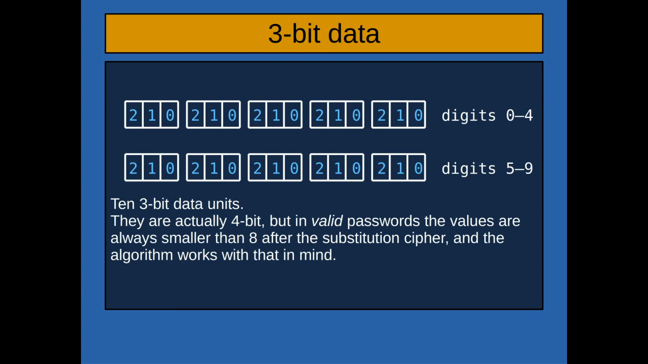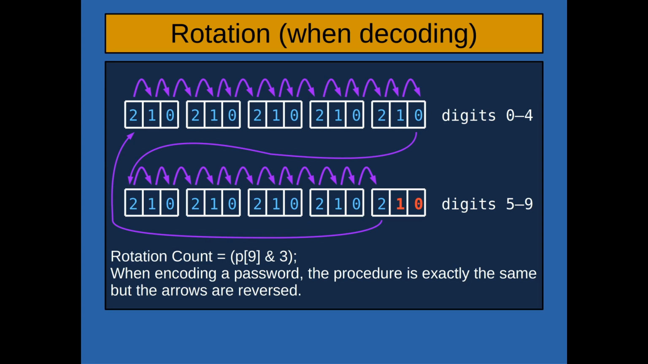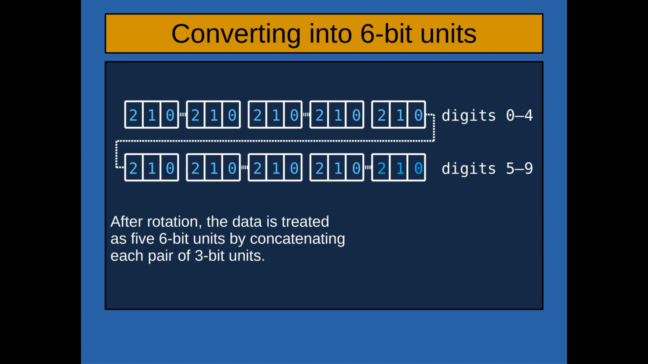The low 2 bits in the last unit, unit number 9, are read and interpreted as a rotation count. All the other bits in the rest of the password are rotated by this number of positions. When decoding, they are rotated in the manner shown in this chart. When encoding, they are rotated exactly the same, except in the opposite direction. After the rotation, the next step is that the game merges each pair of 3-bit units into 6-bit units. This merging is done with simple shift and OR operations.